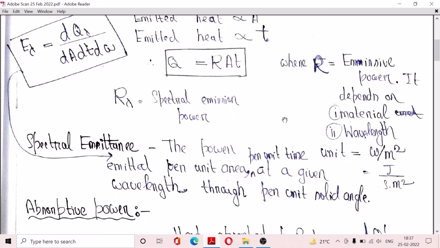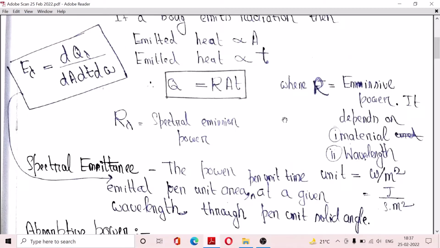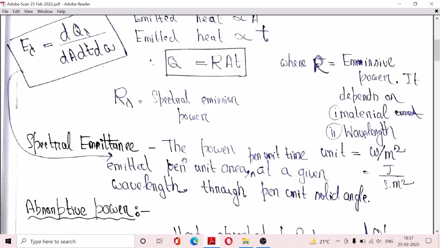Now we will learn what spectral emittance is. It is the power which is emitted from a body per unit area per unit time at a given wavelength through a unit solid angle. We have to remember these terms because it's a definition. We write this spectral emittance as E lambda equal to d Q lambda, the heat radiated, divided by dA, which is per unit area, dt, which is per unit time, d lambda, which is per unit solid angle, and we have written lambda here, which says that it is constant.